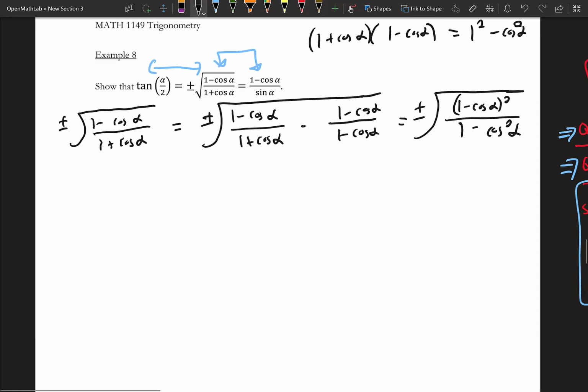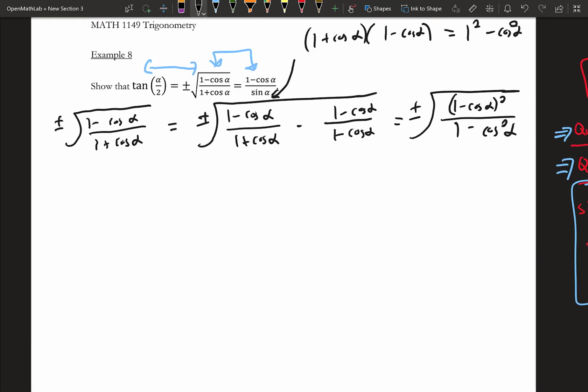Well, what I'm trying to do is get sine in the bottom. We're trying to arrive at that. So what I can do is, we know that 1 minus cosine squared alpha is just equal to sine squared alpha. That's the Pythagorean identity that we've used quite a bit. So this would be equal to plus or minus the square root of 1 minus cosine alpha quantity squared all over sine squared alpha, right?